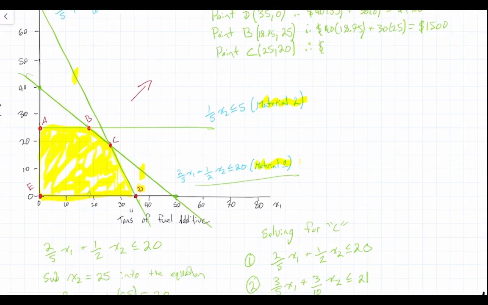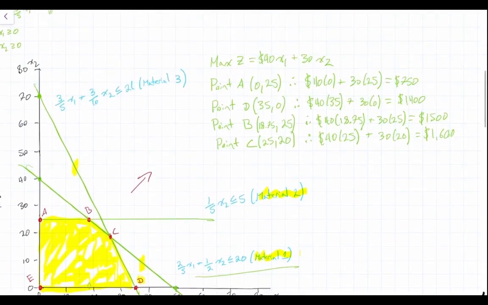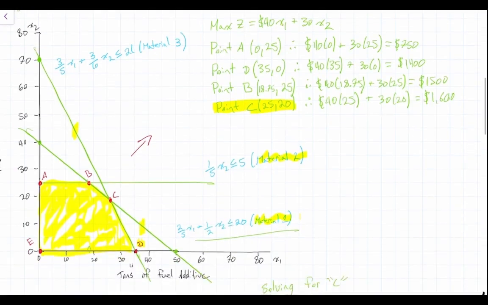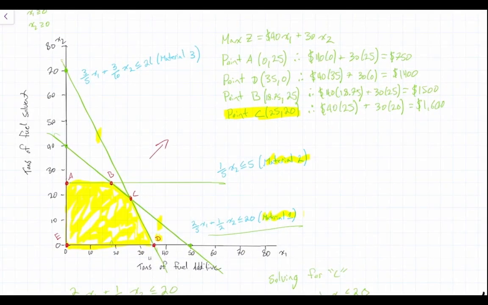Therefore, 40 times 25 plus 30 times 20. So 40 times 25 plus 30 times 20 gives us a value of 1600. Now, because this is a maximization problem, we're looking for the solution that gives us the max profit. In this case, it is point C, 2520. So 25 tons of fuel additive and 20 tons of fuel solvent.